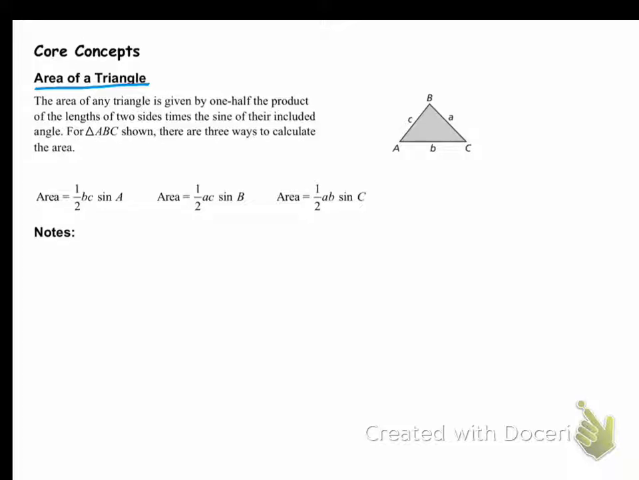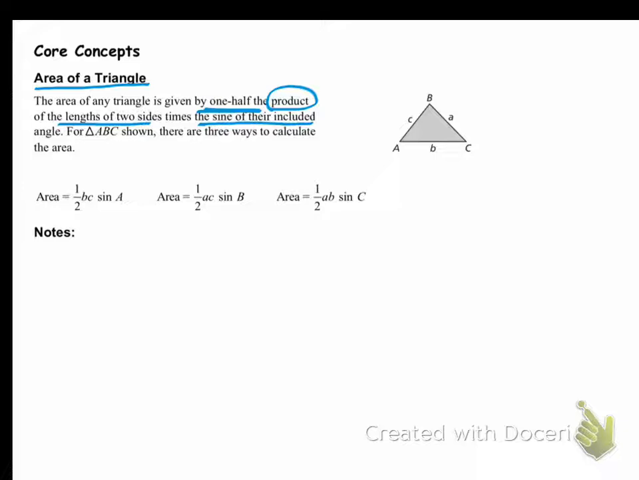That's basically given by 1/2 of the product. You have to multiply two things. What are those two things? The length of two sides times the sine of their included angle. So if I have to write the area formula for the given triangle here, there are three ways I can find the area, depending on what I choose.